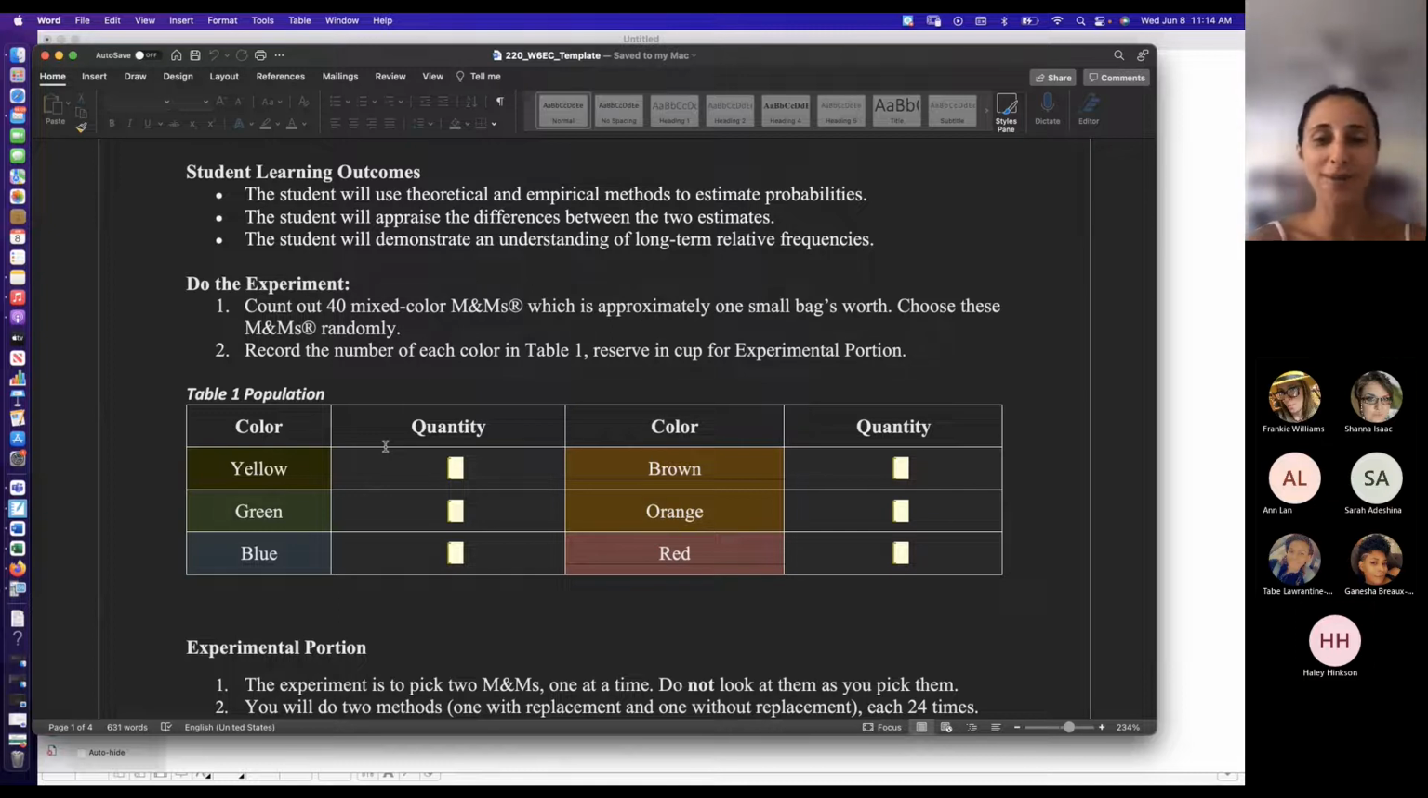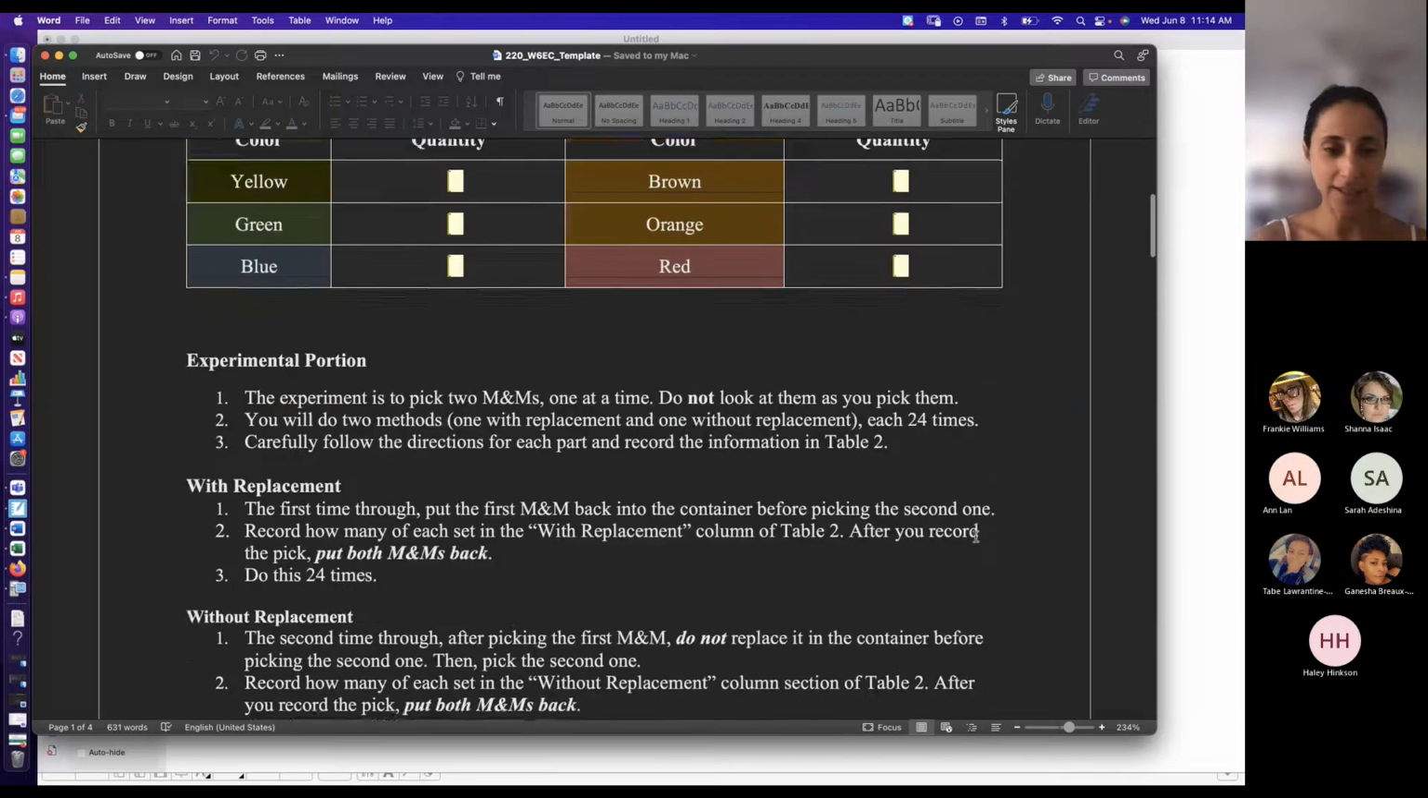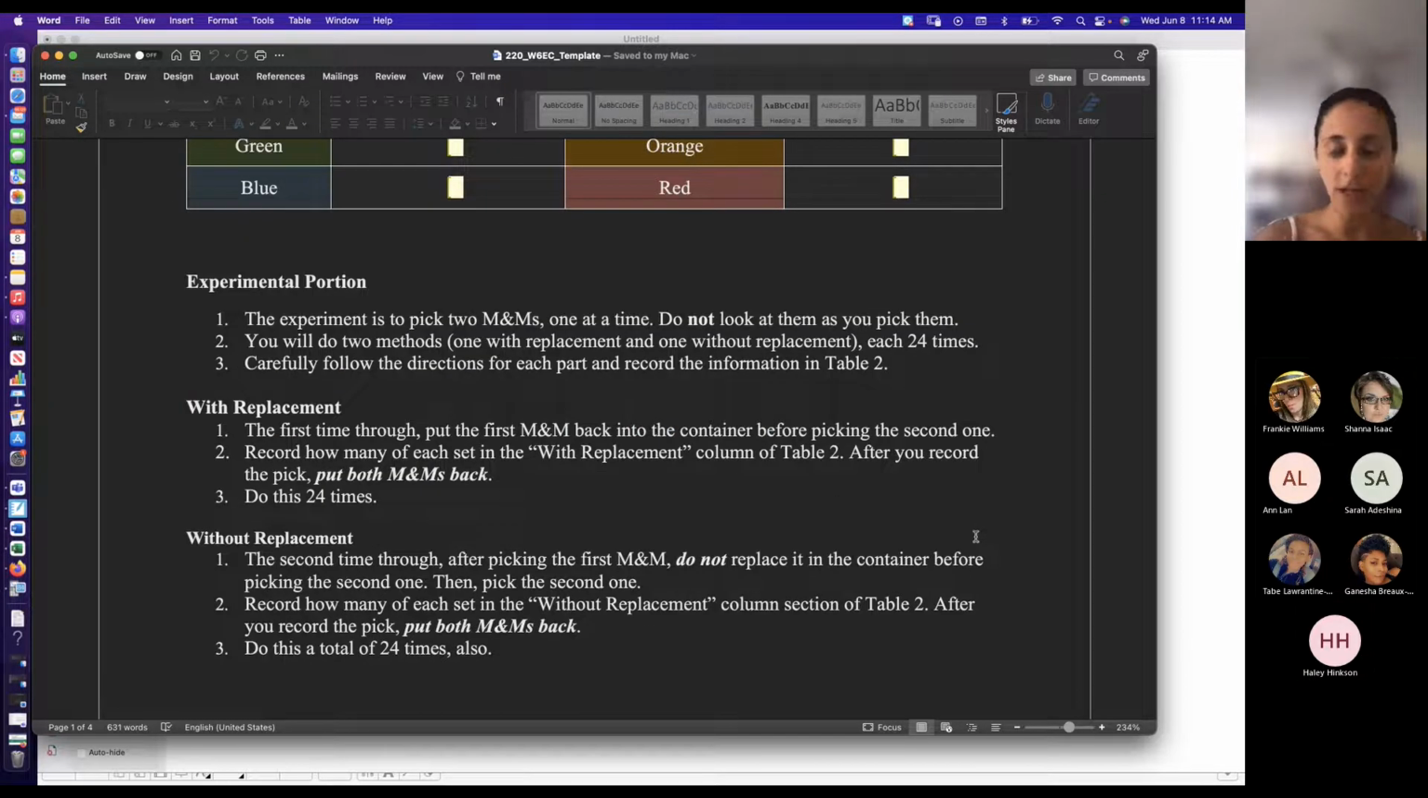But this is a quick little thing. Count 40 mixed color M&Ms, which is approximately 1 small bag's worth. Yum, you get to eat them after. Choose these M&Ms randomly. Record the number. So you have a bag of M&Ms and you want to count how many yellow, green, blue, and that's what you're putting here. How many of each color you have in that bag. That's easy. The experiment is to pick 2 M&Ms one at a time. So you're always talking about selecting 2. For the experimental portion, this is where you're actually doing the action. Do not look at the items as you pick them. You will do 2 methods, 2 different situations: one with replacement and one without, each 24 times.